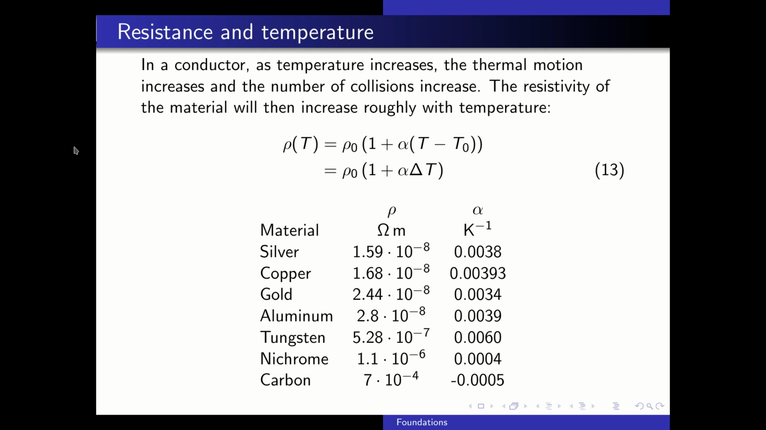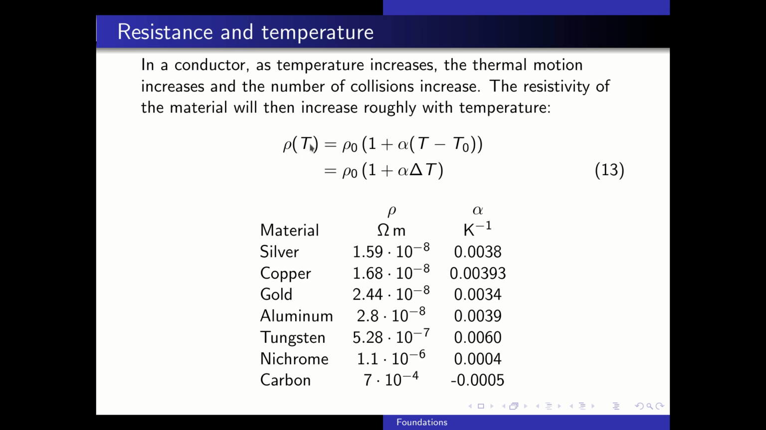So as these particles are bouncing around in this very high speed thermal motion, they're going to bang into more things, and that's going to impede their motion further. So the resistivity of the material will increase with temperature. And the way we write that is actually very similar to how we write the increase in length that we see with thermal expansion. You should recognize that the formulation looks very, very similar.